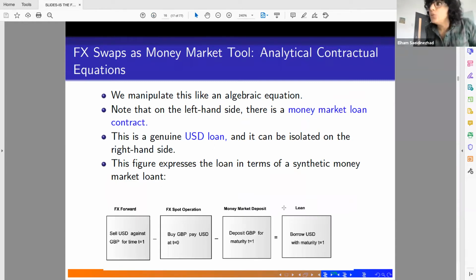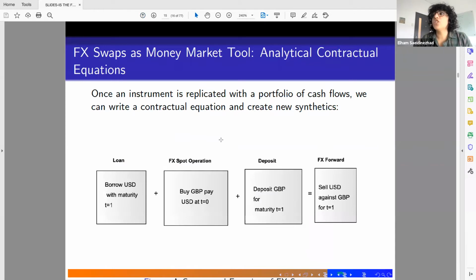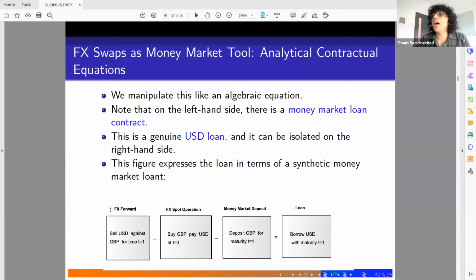So what we are going to do is manipulate this equation in order to create a genuine US dollar loan. All we did was basically restructure this equation. We moved this loan to the right-hand side, and we have this new equation. The loan is on the right-hand side, and we see that this US dollar loan is the result of these three equations.